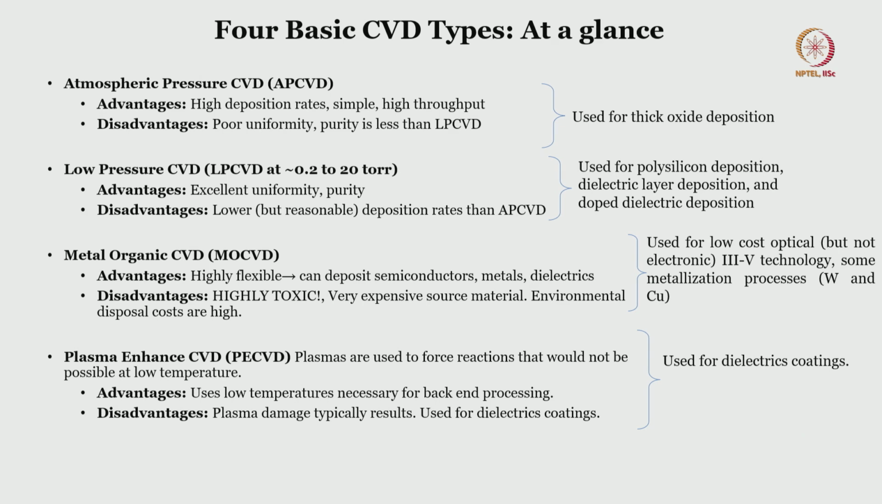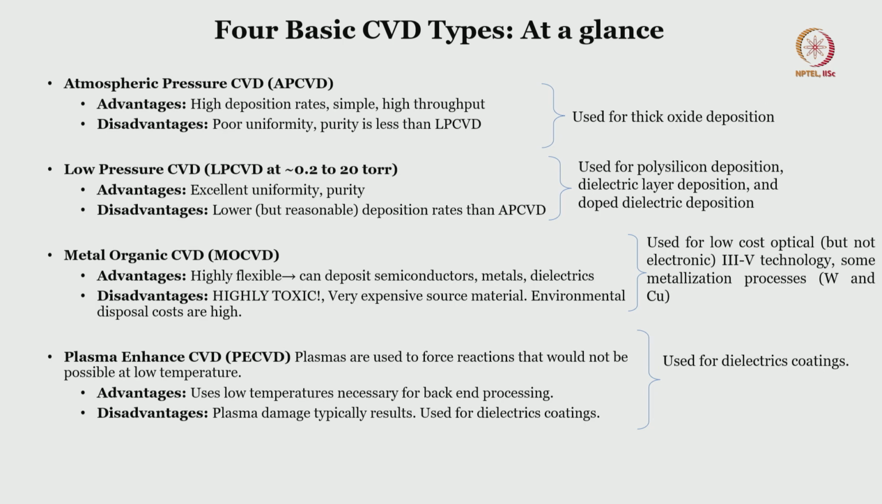But there is one more CVD, which we will talk about when I show you an example of a fabrication, and that is PECVD. Plasma enhanced CVD is used to force reactions that would not be possible at low temperature. That means all the above CVDs, APCVD, LPCVD, MOCVD, suffer from one or another limitation, particularly the extremely high temperature requirement when the reaction occurs.